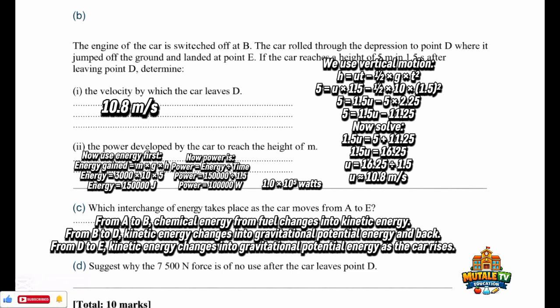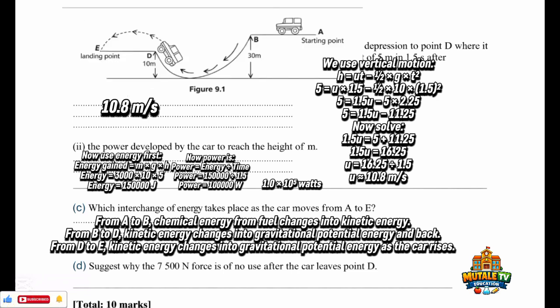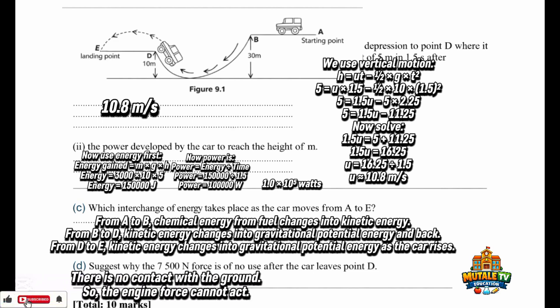Question 9D reads: explain why the 7,500 Newton force is no longer useful after point D. Now look at the diagram. After point D, the car is in the air. There is no contact with the ground, so the engine force cannot act. Only gravity acts on the car. This is the answer because force from the engine requires contact with the ground.